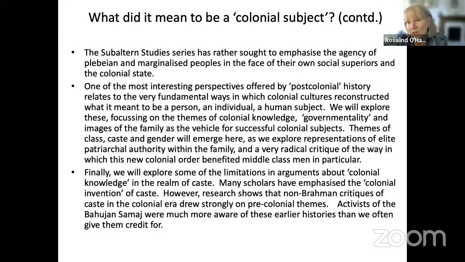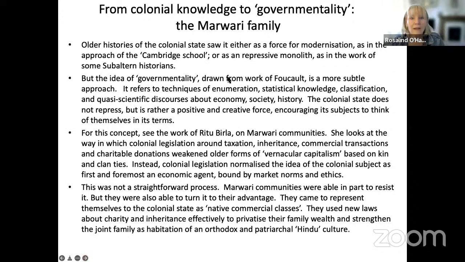And so one of the things that I asked you to read for today, and I apologize for the fact that it's my own bit of writing, is where I've tried to point out the limitations to that argument and some of the longer term continuities that we can see in the caste order. So let's turn now to look at this rather difficult and abstract term, governmentality. What is meant by that?